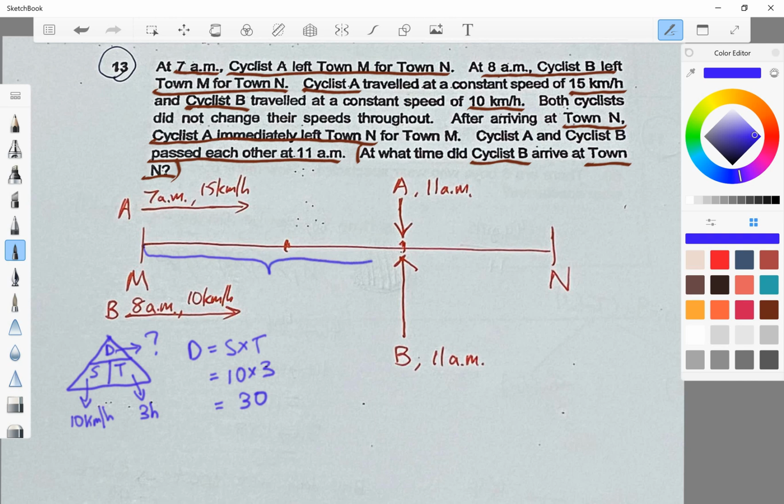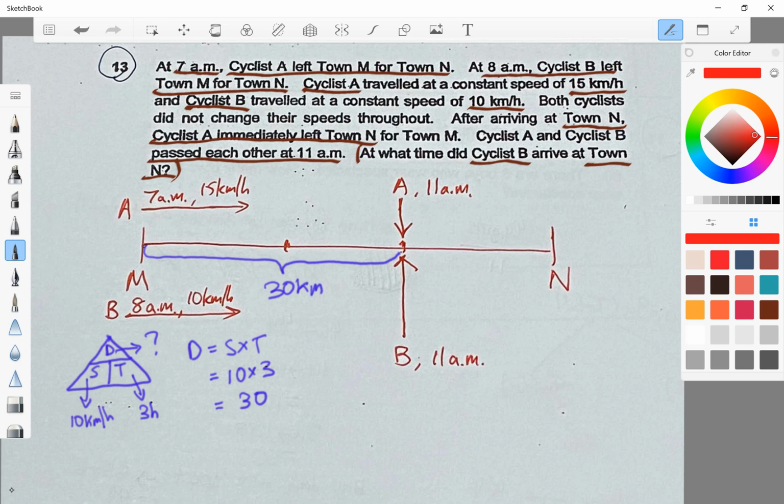which is what I'm doing right now. I'm indicating that on my diagram for everyone to see and understand. So there we have it, 30 kilometers. What we would like to ask ourselves is, how long will it take for cyclist A to cover the same distance of 30 kilometers? How long would cyclist A take?